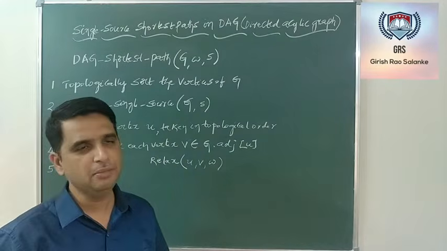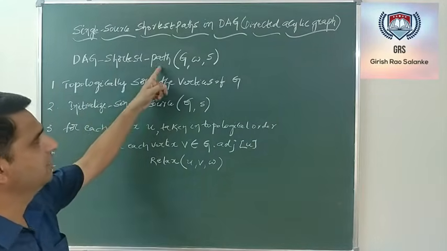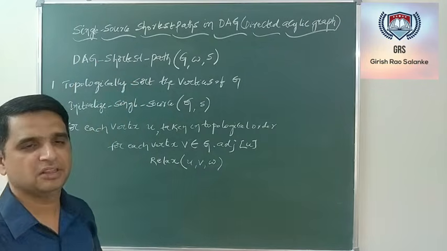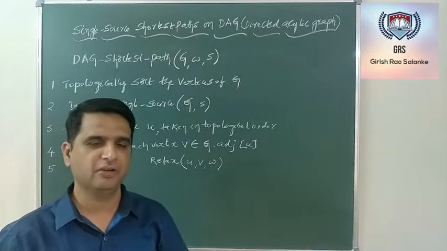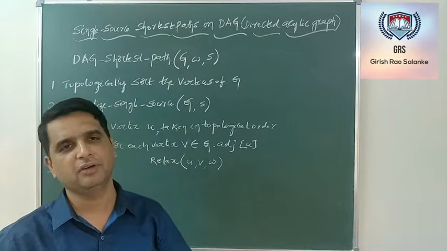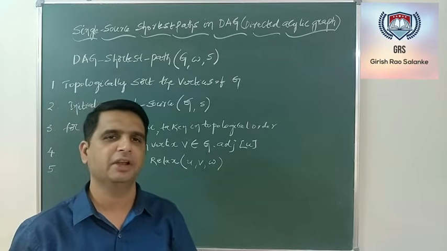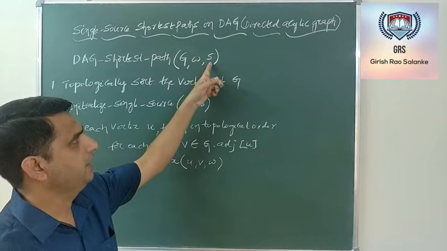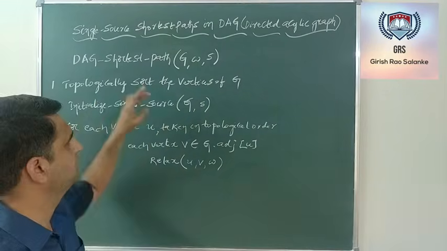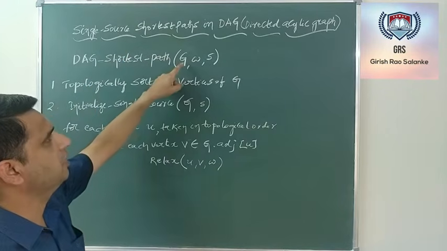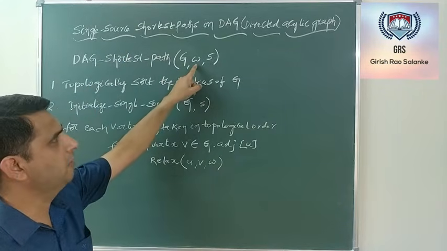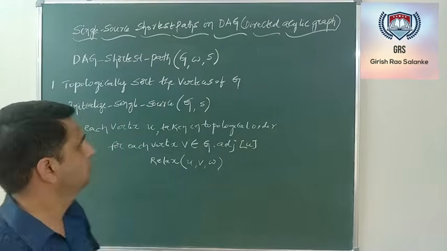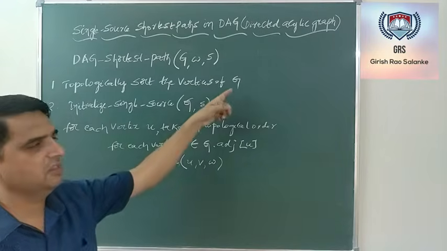This is the algorithm. Algorithm name DAG shortest path, which stands for directed acyclic graph shortest path. And this particular algorithm has 3 inputs. First input is the graph G, and the second input is how the graph is represented. The graph is represented with the help of the weight matrix. So that is my second input, W, and S is the source vertex. So note that this algorithm has 3 inputs. One input is the graph, the representation of graph in the form of a 2-dimensional array, and S is the source vertex. So the first step is topologically sort the vertices of G.